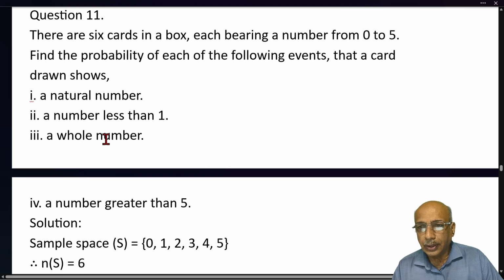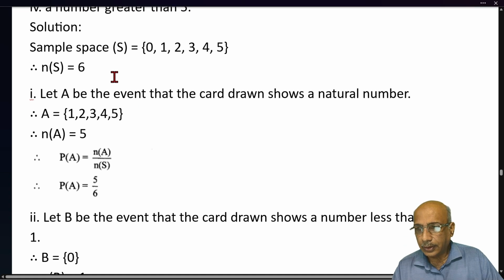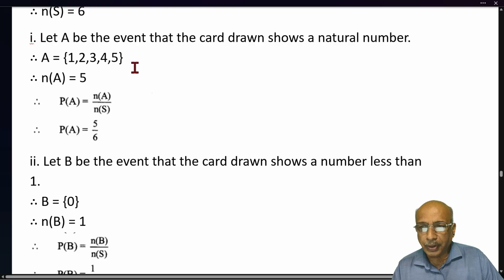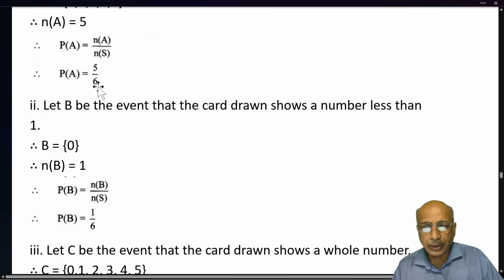Next question. There are 6 cards in a box, each bearing a number from 0 to 5. Find the probability of each of the following events: that a card drawn shows a natural number, a number less than 1, a whole number, a number greater than 5. 4 events are asked. Sample space S will be 0 to 5 numbers. So total n of S will be 6. Let A be the event that the card drawn shows a natural number A 1 to 5. Therefore n of A equals to 5. Probability of A event will be 5 by 6.